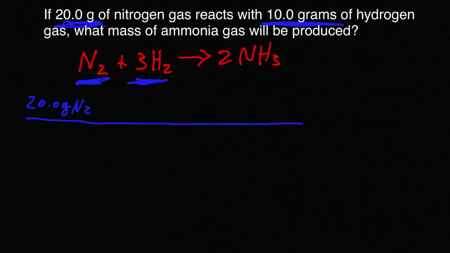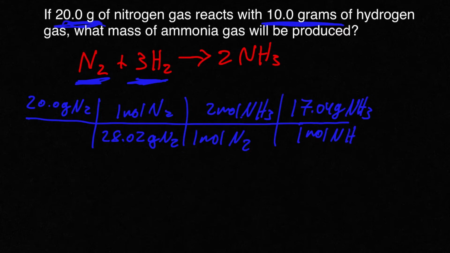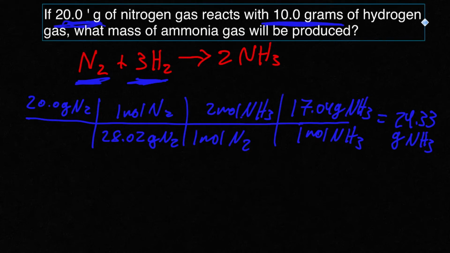I just have to figure out, assuming I have enough hydrogen, what mass of ammonia could I make? So I divide by the molar mass, 28.02 grams of N2, that's 1 mole N2. We're going to multiply by the coefficients, 1 mole N2, 2 mole NH3. And then we're going to multiply by the molar mass of ammonia, 17.04 grams NH3, 1 mole NH3. And for that, we get an answer of 24.33 grams NH3.